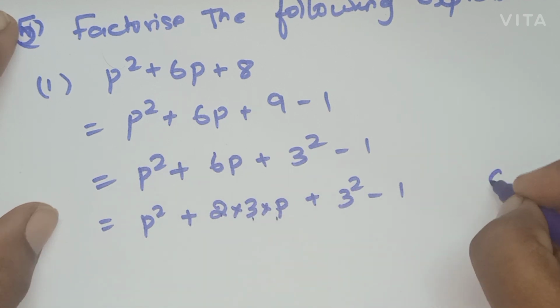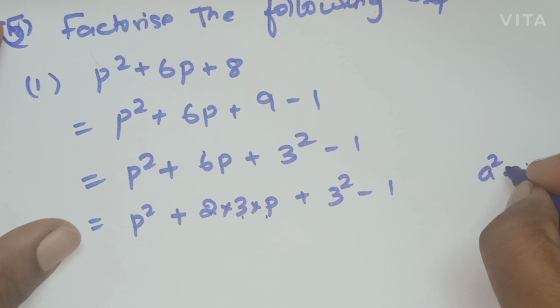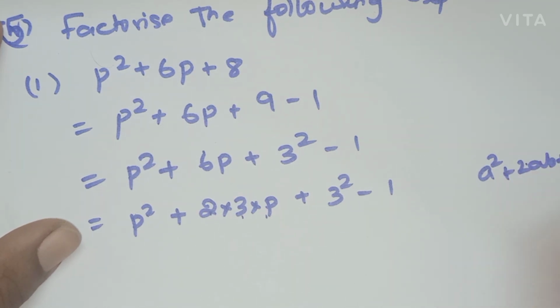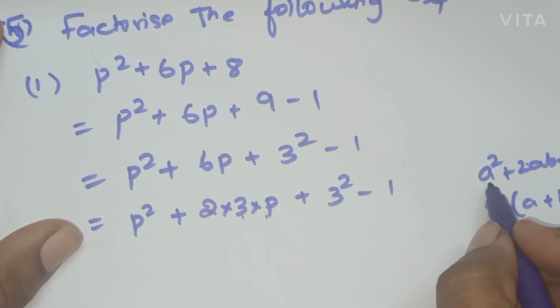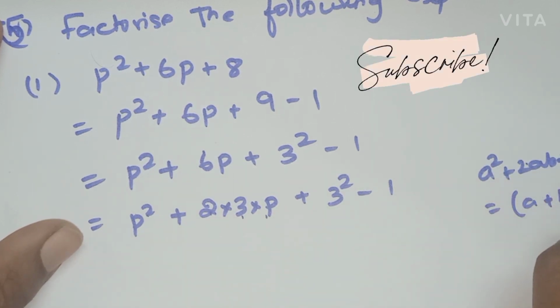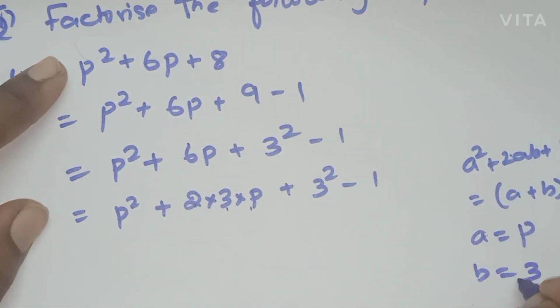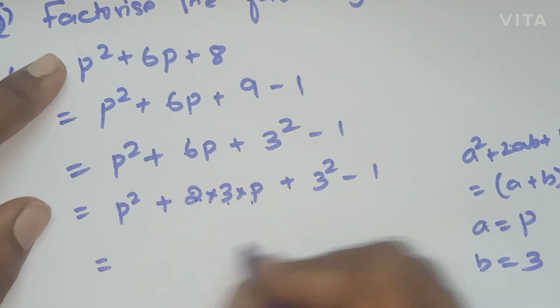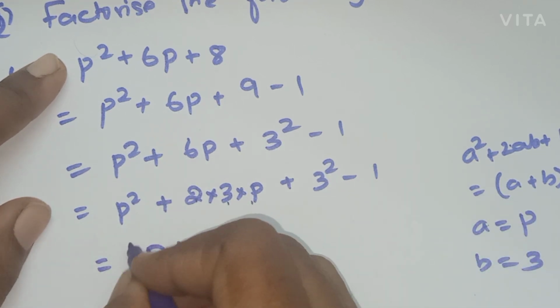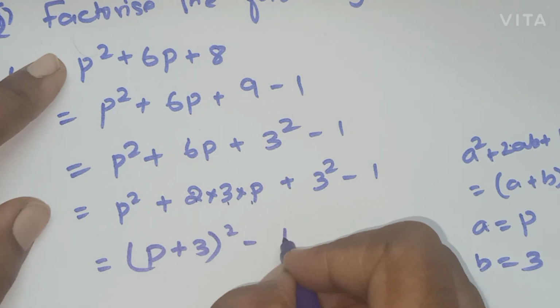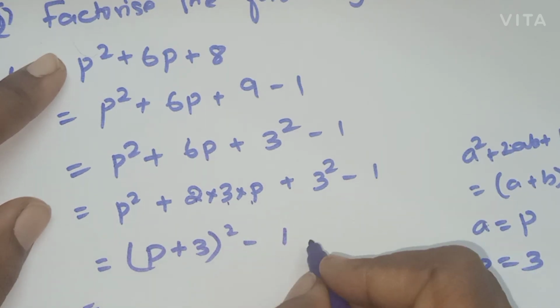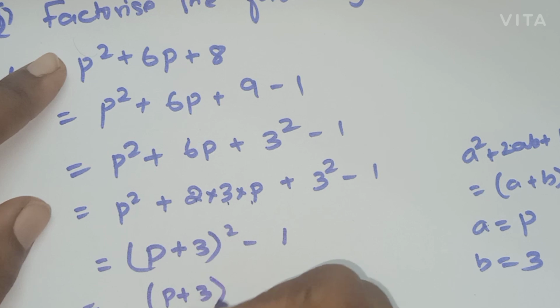So actually this is the formula for a plus b the whole square. In the place of a we have p, in the place of b we have 3. So this is equal to p plus 3 the whole square minus 1. Now once again I can write 1 as 1 square.